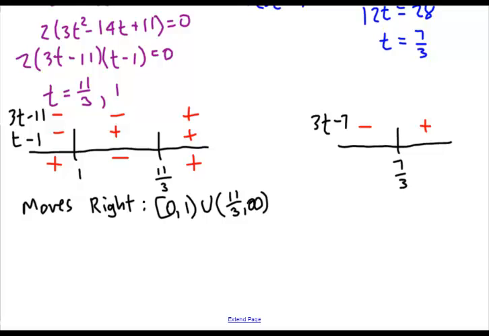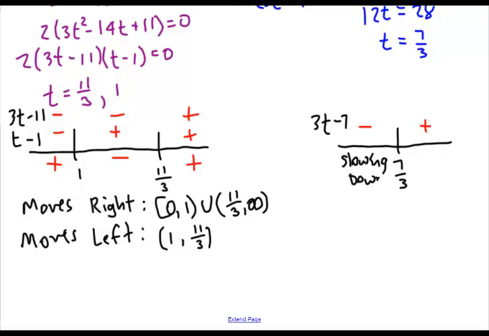And then it moves left when we're negative. And where are we negative? From 1 to 11/3. So then we look at the acceleration, and on this side, this just means we're slowing down. And on this side, our acceleration is speeding up.